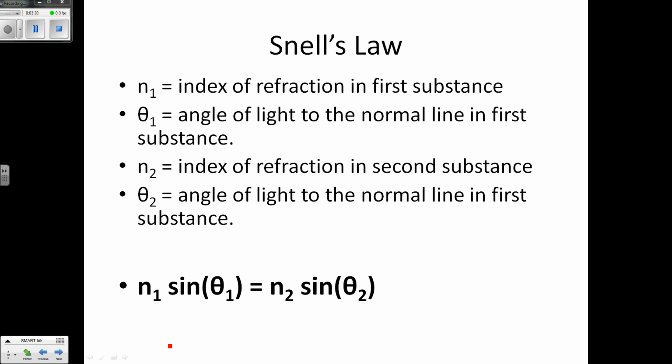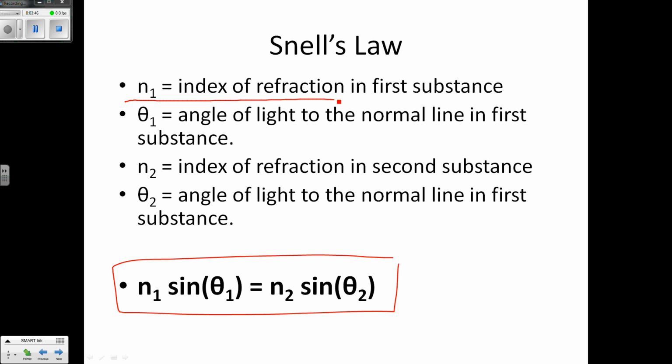This also allows me to work with another particular formula, Snell's law. Snell's law, represented down here, is n1 sine theta 1 equals n2 sine theta 2. n1 is the index of refraction in your first substance or your first medium, whatever the light is traveling through before it transitions. Angle 1, or theta 1, is the angle of light when it strikes the surface of the barrier between those two mediums.